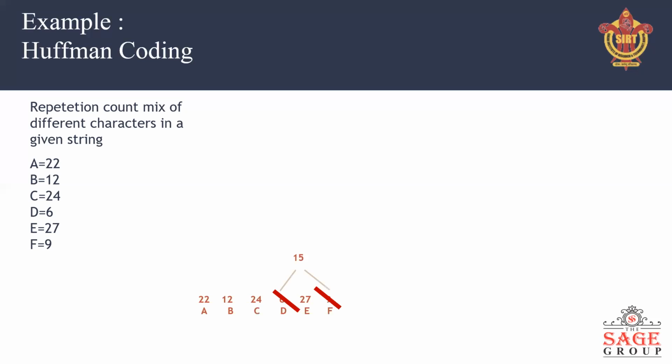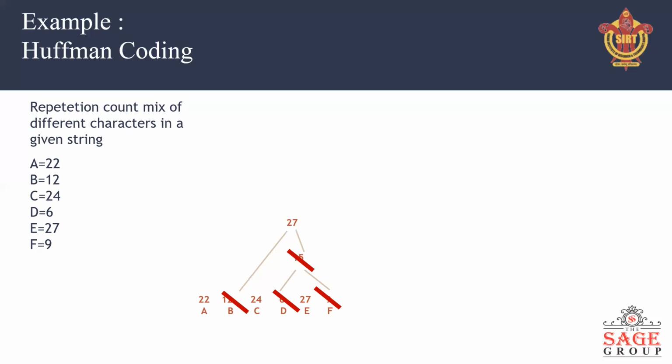Now we have a list of repetition counts, as we can see here in the slide: 22, 12, 24 and 27, and now 15 is also included here. Again the least 2 counts are 12 and 15, so we will add both of them and create a parent node. Like this, we will always select the least 2 values, create the parent node, and then remove both of them from the input list. Now we have the remaining values 22, 24, 27 and 27.